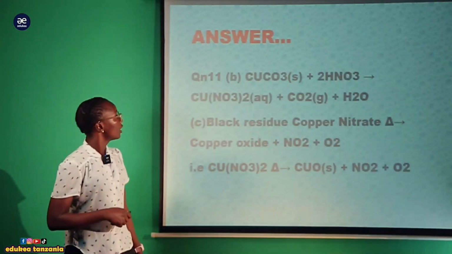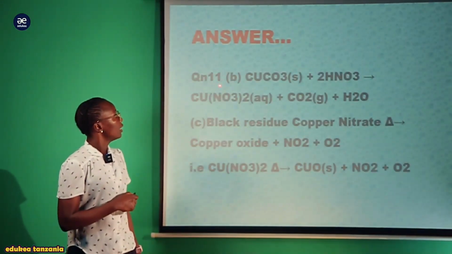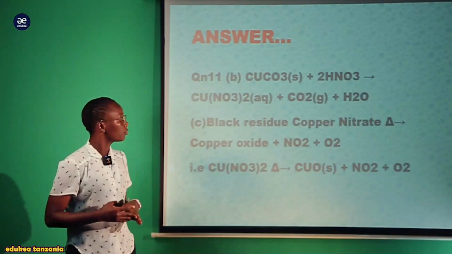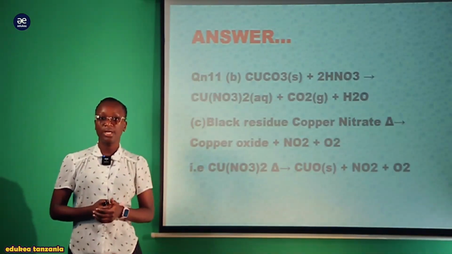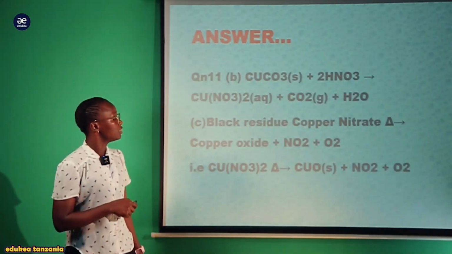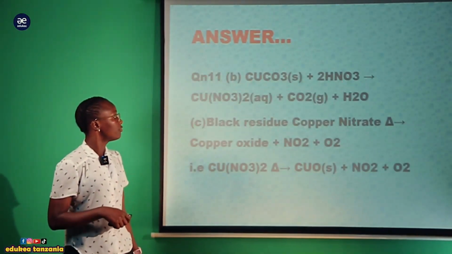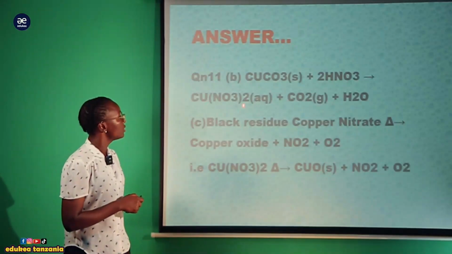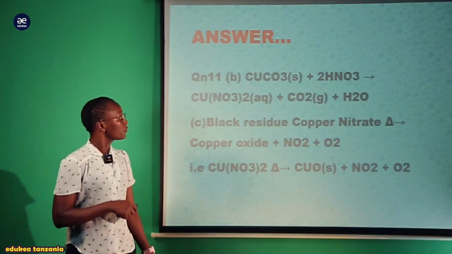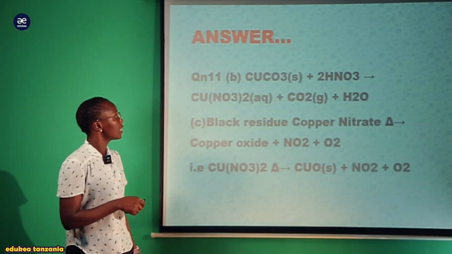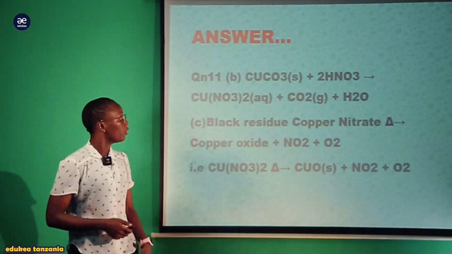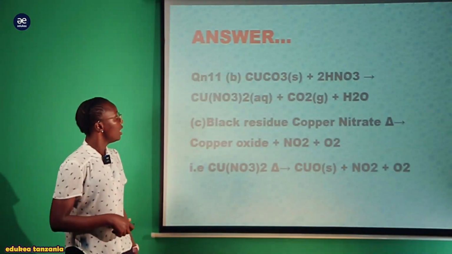But also question number 11B tuliambiwa tuandike reaction, balanced chemical equation ya those involved compounds. For instance tulikuwa na hii copper carbonate ili react na nitric acid, therefore tunaenda kupata copper nitrate and the carbon dioxide gas as well as water molecule. So balanced chemical equation mean that katika reactant side na product side the number of moles should be balanced, kama unavyoona hapa zimebalance.